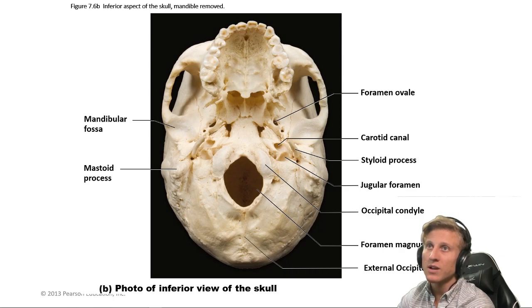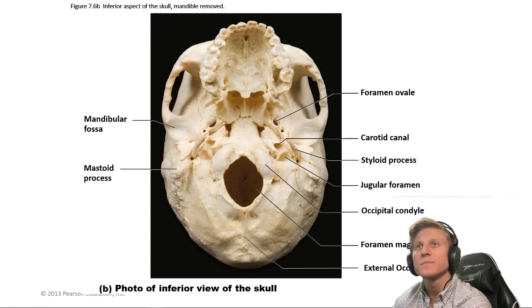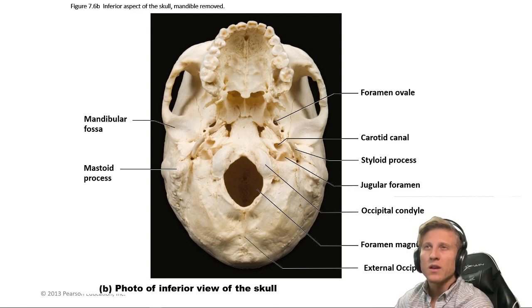Styloid process is right here. So we have the carotid canal just anterior and the jugular foramen will be just posterior to that. Helpful little trick to identify those. And everything else we've covered a couple times.